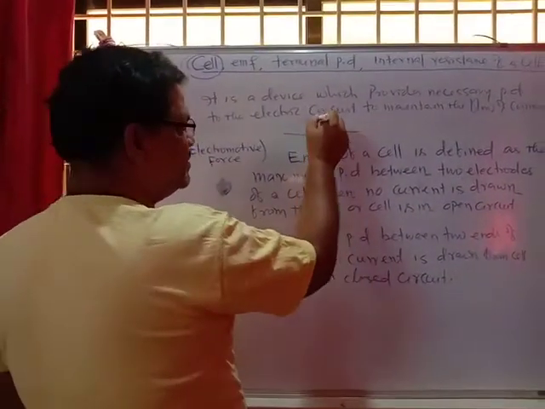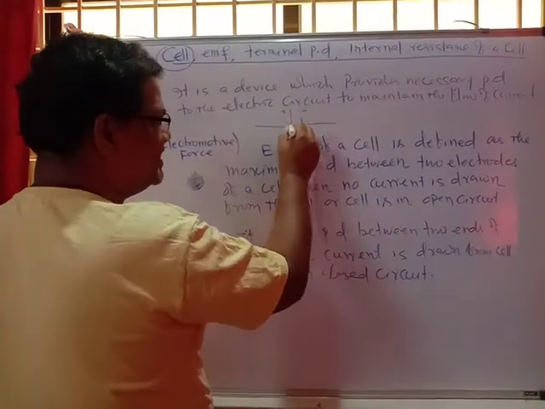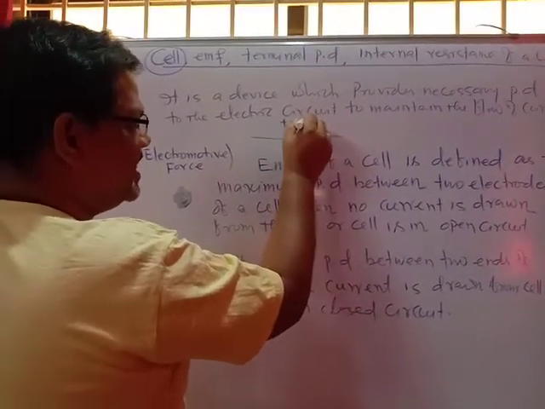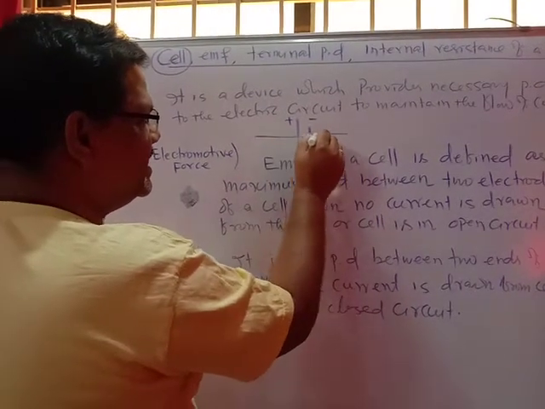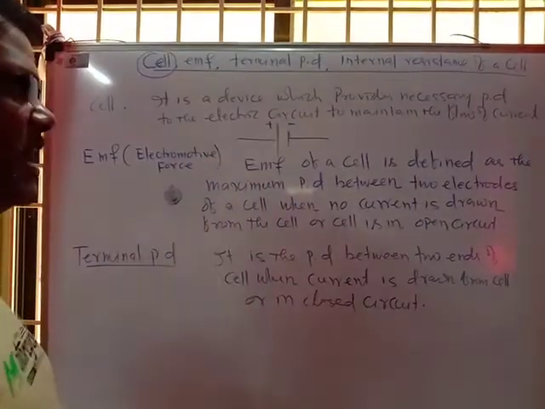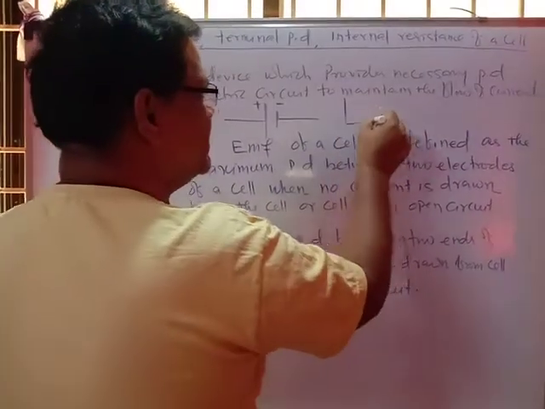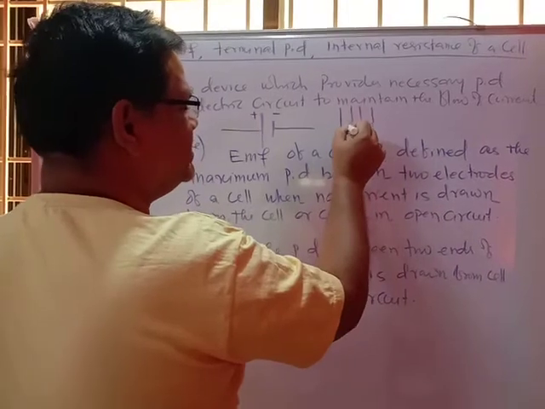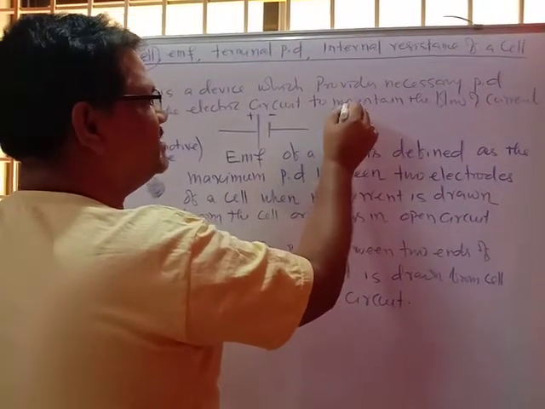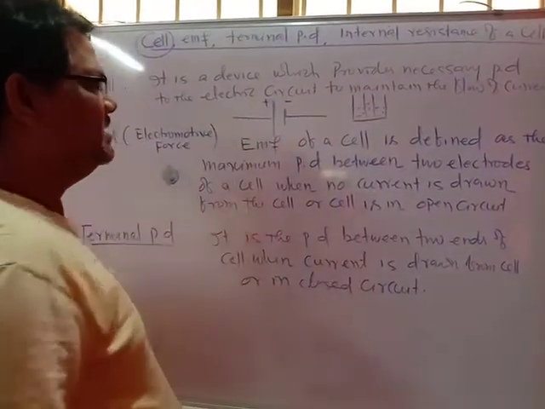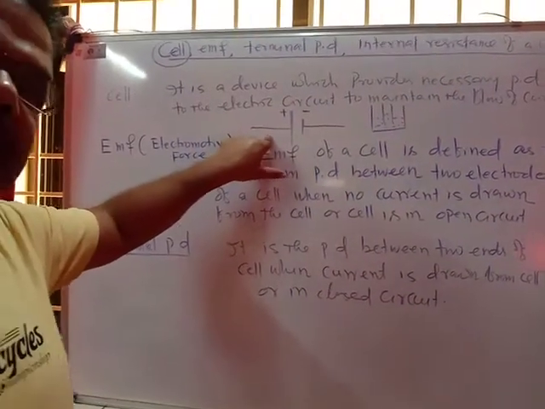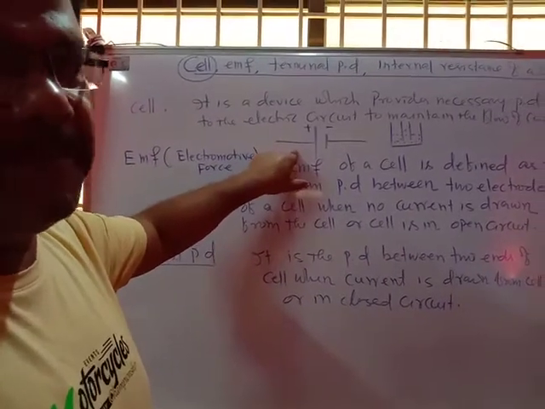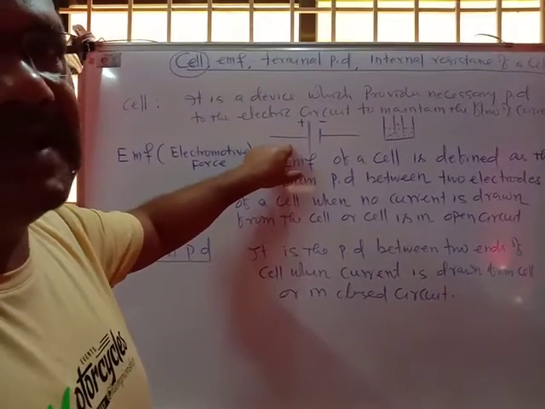The symbol of the cell is like that: one big side and one small. This is the positive terminal, that is the negative terminal. Two electrodes are there, and an electrolyte is there. Some electrolyte is contained and two electrodes are inside that electrolyte. This is the cell. When cells are grouped in series, it becomes a battery. A battery is a combination of cells in series.